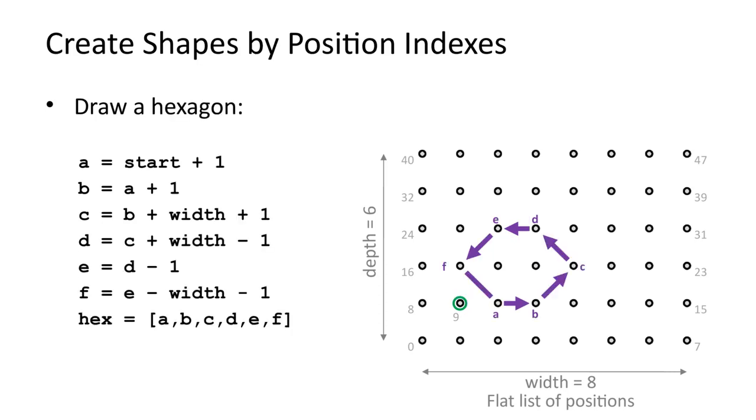Let's try another example. This time we will draw a hexagon shape. The origin index is again index 9. Notice that this time, the index is not actually on the boundary of the shape. This is not a problem. We can still start at this index. This time, we can get 6 other indexes using the movements shown. Using these 6 indexes, the 6 positions of the hexagon can be retrieved.